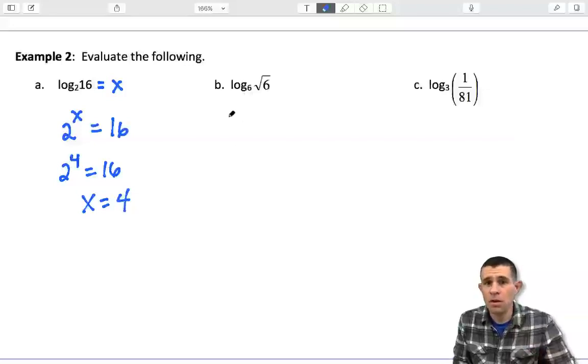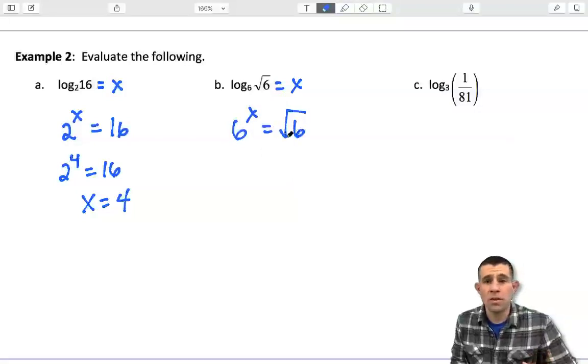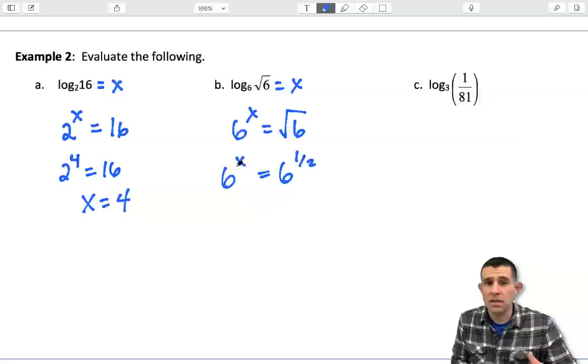All right, next up says log base 6 of the square root of 6 should be equal to x. So 6 to some power is equal to the square root of 6. Well, we know that this square root of 6 is really 6 to the 1/2. And so we can say 6 to the x, our x value, must be equal to 1/2.